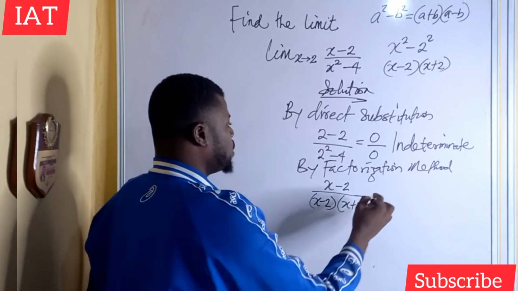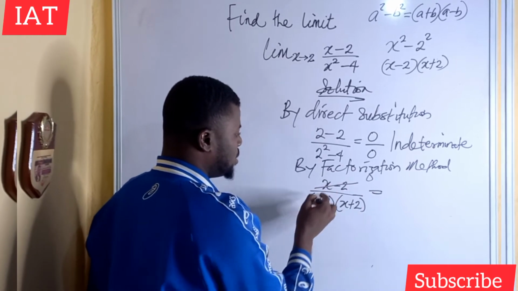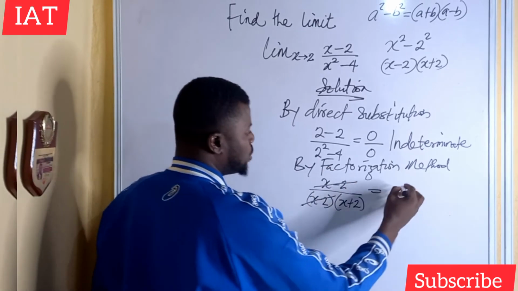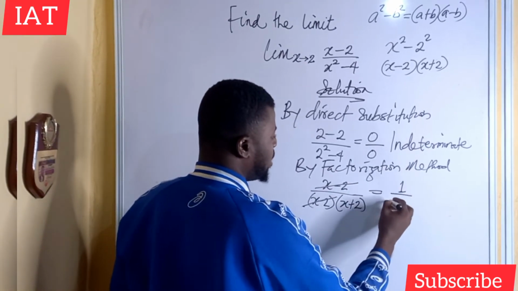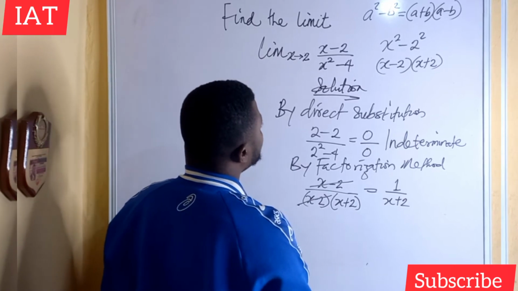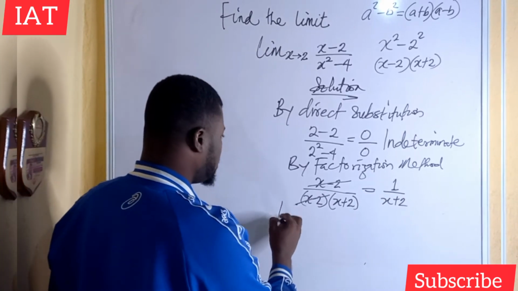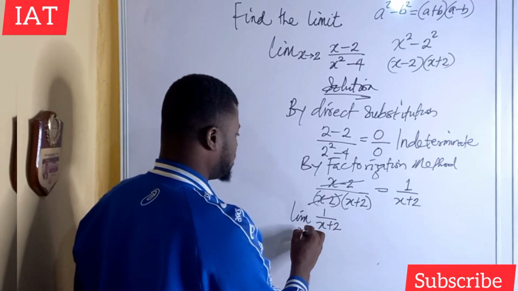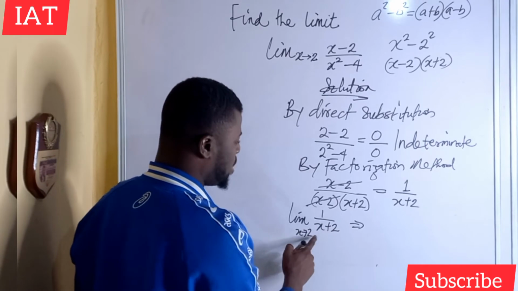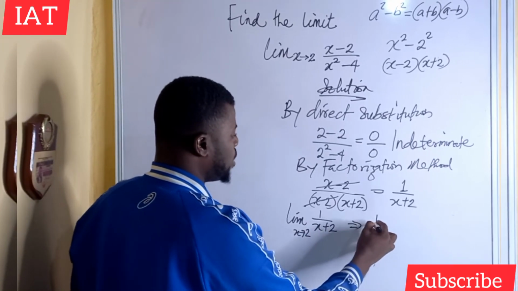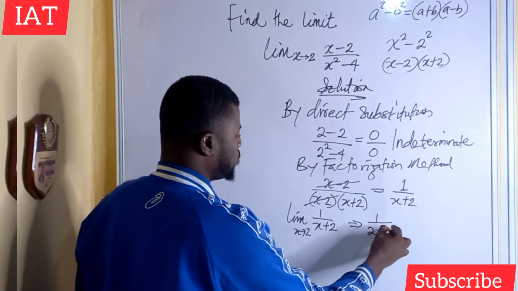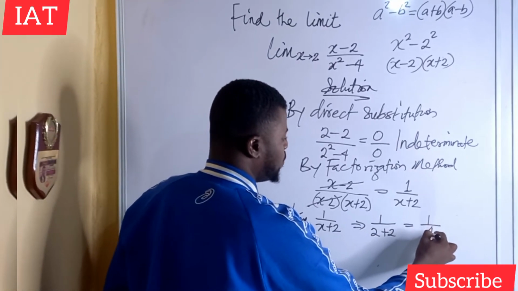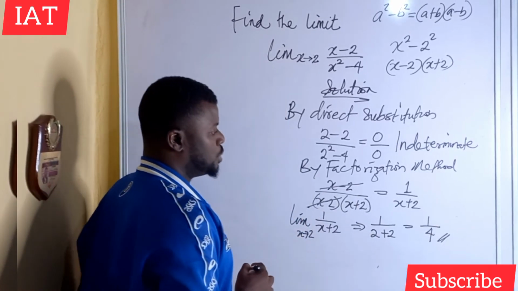All right. So at this point, you can see that this is similar to this. And if that cancels out, what will be remaining on the numerator is just 1 over x plus 2. Okay, so the limit of 1 over x plus 2 as x tends to 2 will be that anywhere you see x, substitute 2. So I have 1 all over 2 plus 2. And this will give us 1 over 4. And this is the solution to this problem.